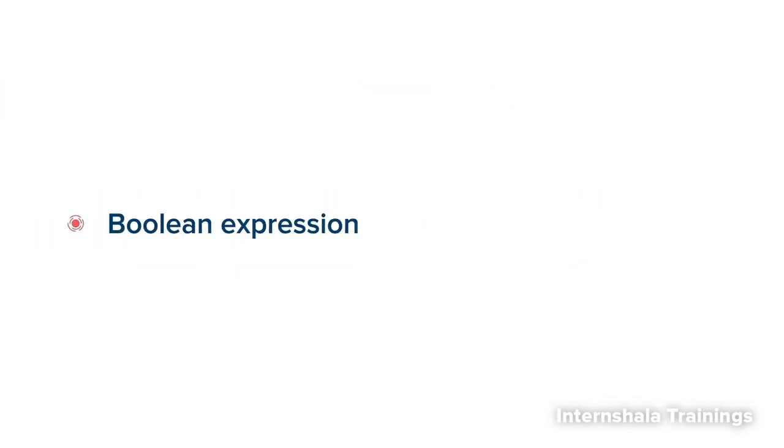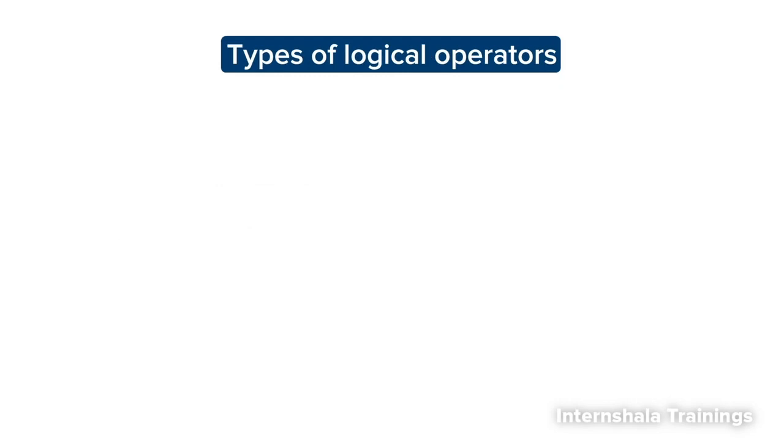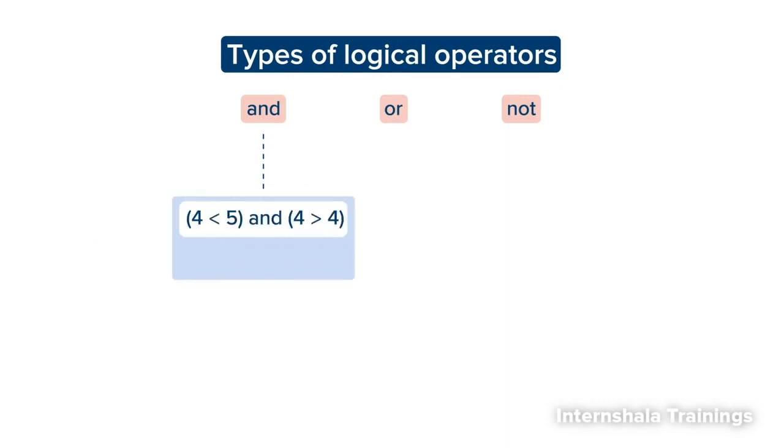These combined expressions are also called Boolean expressions, which are again used to create conditional statements. We have three types of logical operators: AND, OR, and NOT. Let us understand the AND operator with the help of this example.